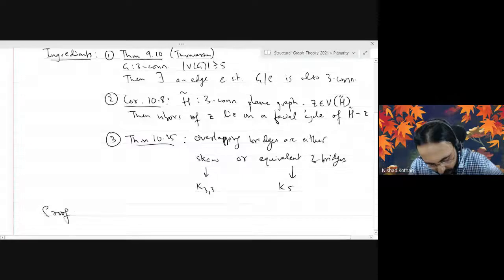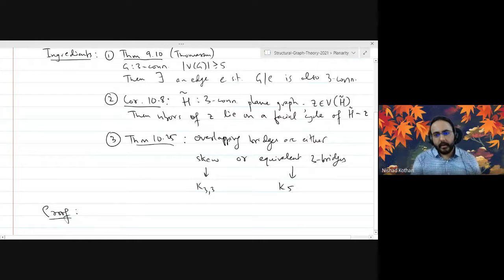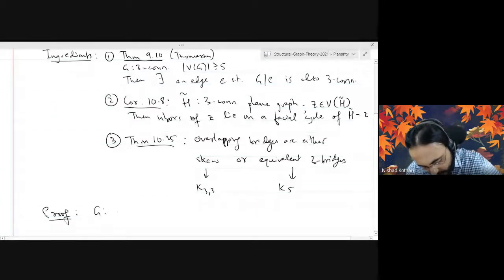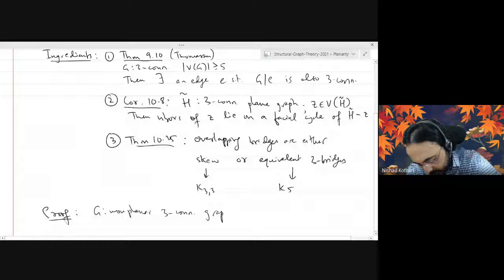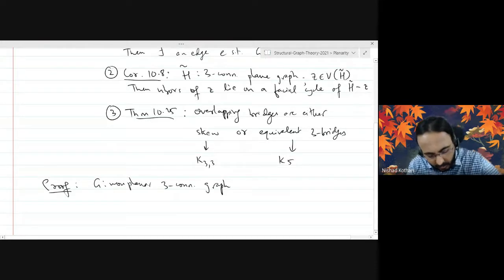Proof. Any questions or concerns regarding these statements that we have proved earlier? So let's begin. G is our non-planar three-connected graph. Okay. And our goal is to show that there is a K5 or K33 minor in this graph. So let us proceed by induction on the number of edges.